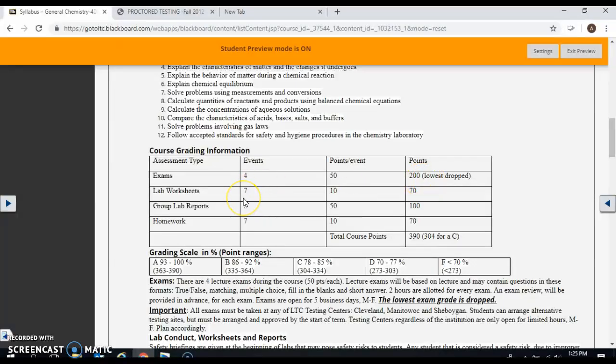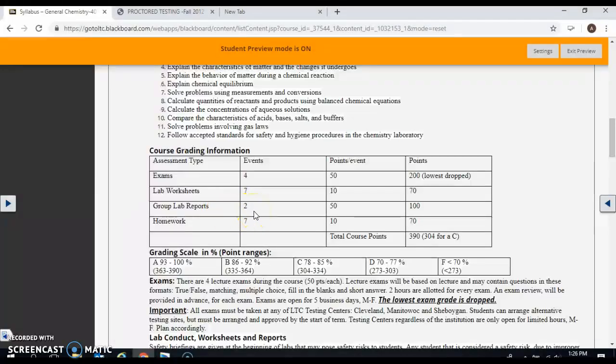You have lab worksheets. For lab worksheets, folks, you get into groups during lab, and at the end of that lab, you submit a worksheet that's worth 10 points. So that's equivalent to 70 points. Group lab reports.